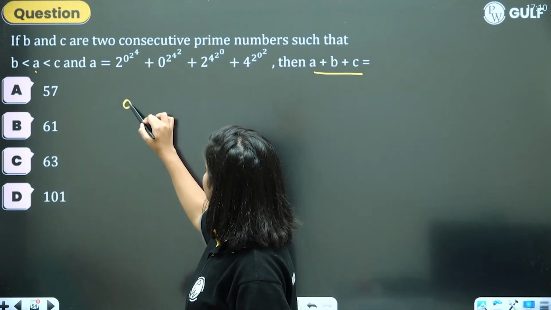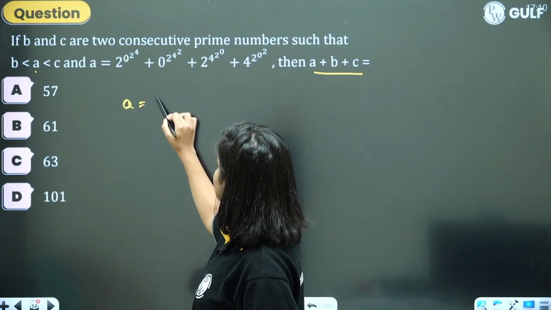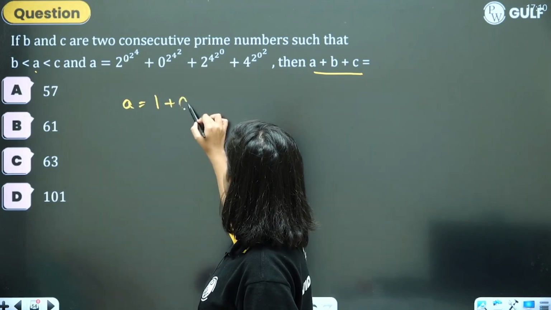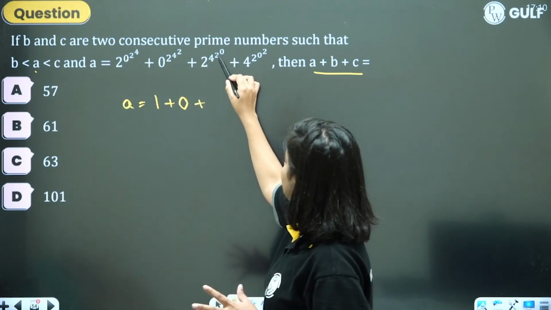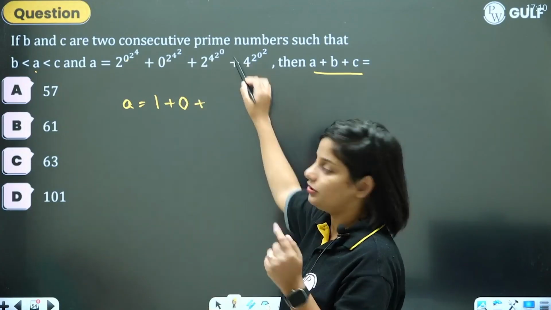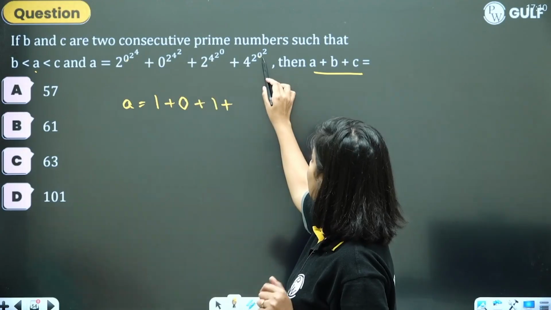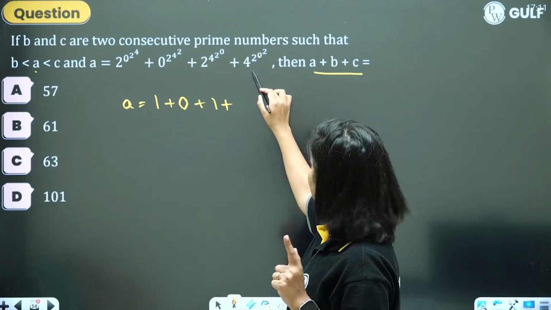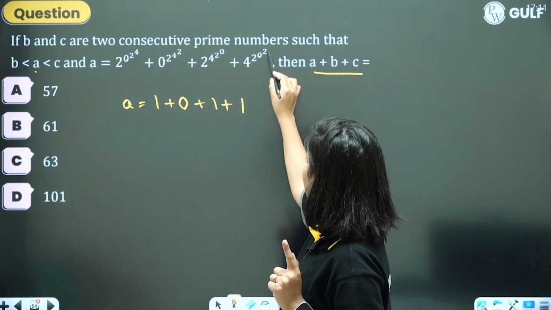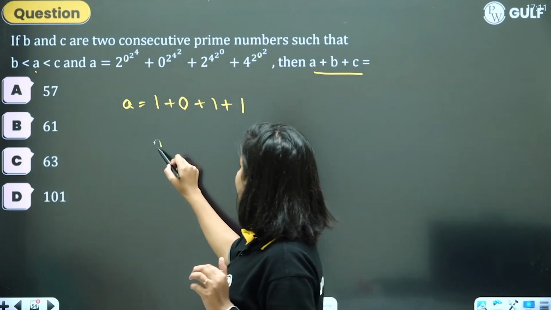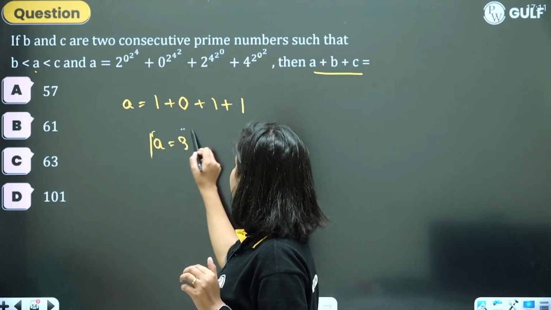A is what? Anything raised to 0 is 1. 0 raised to anything is 0. Finally, there is 0 in the power, so that will give me 1 again. And again, in between, there is 0 in the power. So any number raised to 0 will be 1, and 1 squared will be again 1. The value of A that we are obtaining is 3.